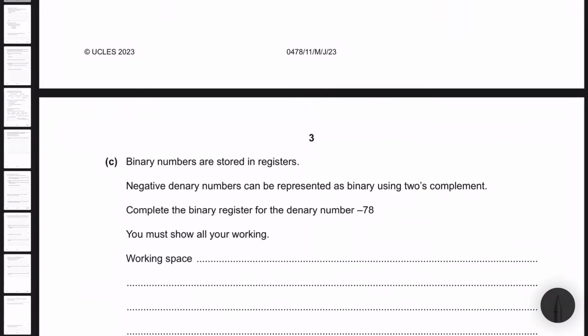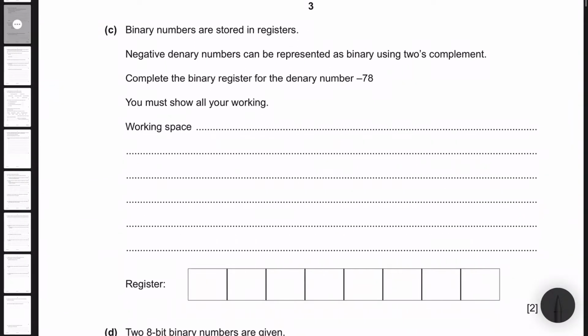So let's go on to C. Now we've got something a little bit strange here. 1 mark: binary systems are stored in registers. Okay, fair enough. Negative denary numbers can be represented as binary using 2's complement. That basically means where this is minus 128. Okay, it's the 8-bit number system, but rather than having a full 255 numbers, we can only have this sort of positive or negative 128 each way.